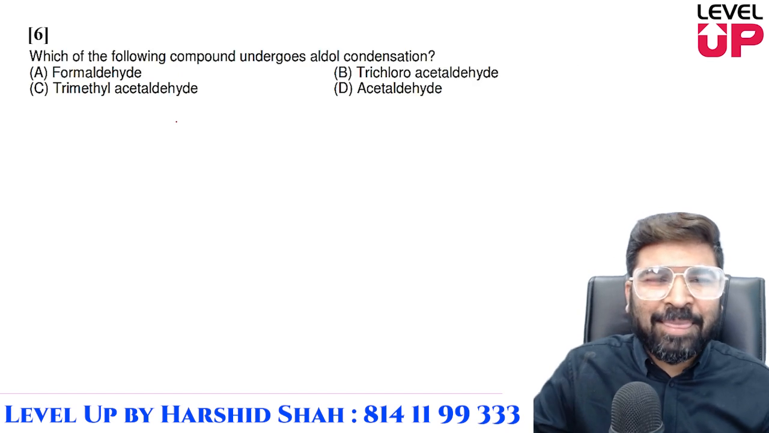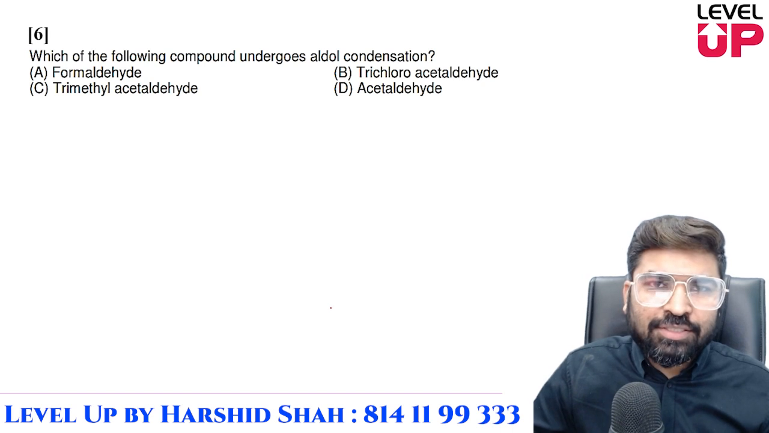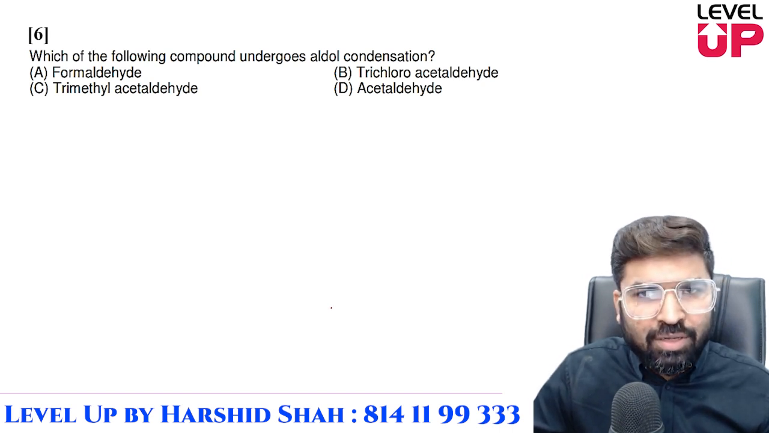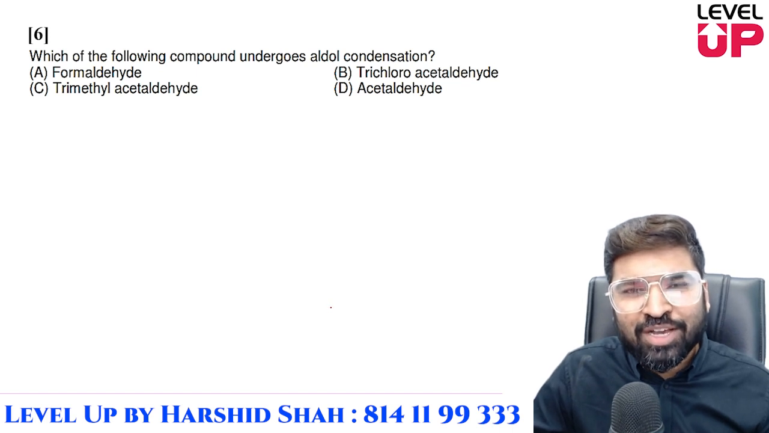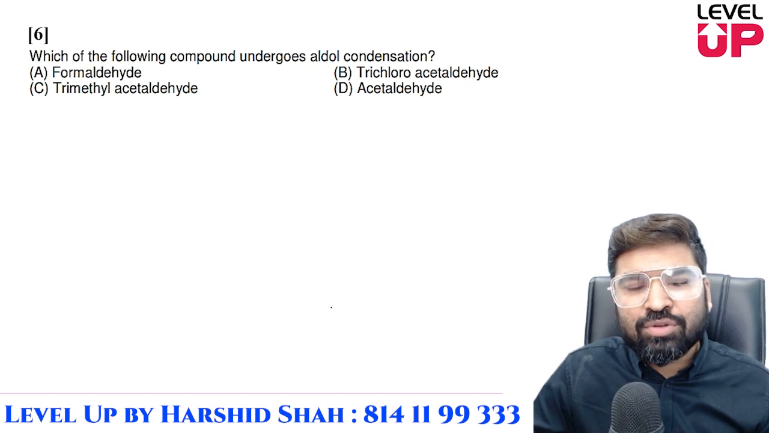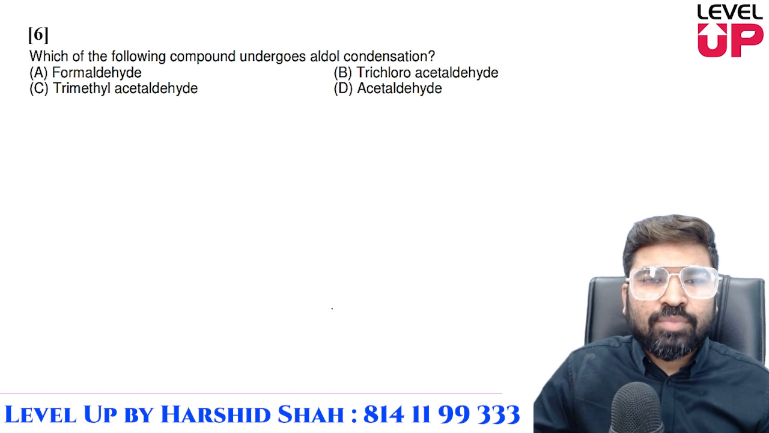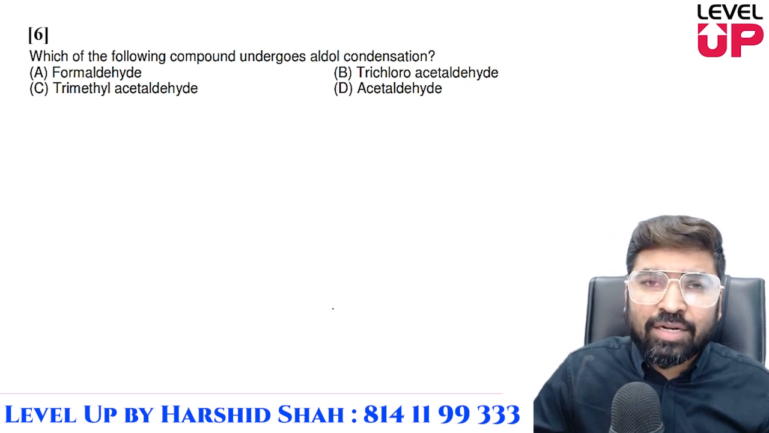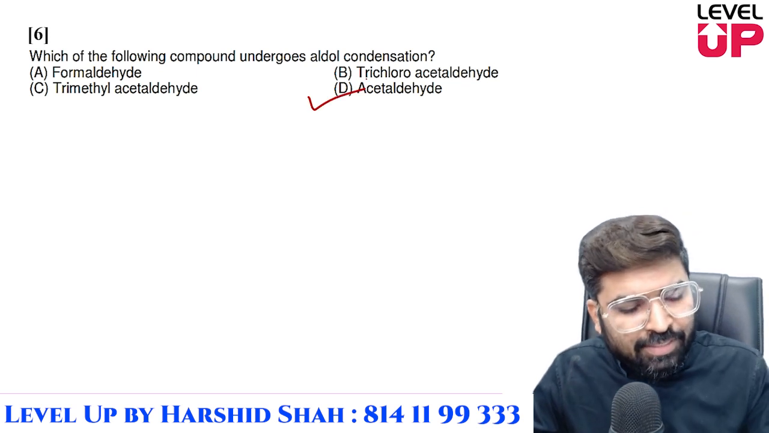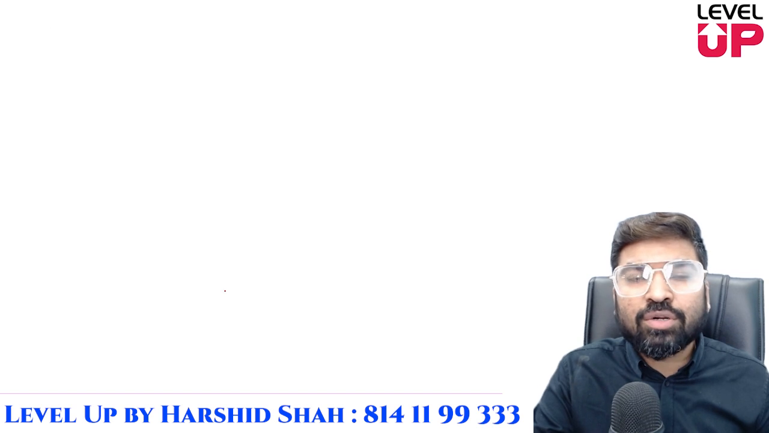Which of the following compounds undergo aldol condensation? The one which is having alpha hydrogen. Formaldehyde does not have an alpha carbon, so obviously there is no possibility of alpha hydrogen. Trichloroacetaldehyde does have the alpha carbon, but all the hydrogens are substituted by chlorine, and in trimethyl acetaldehyde the hydrogens are substituted by the methyl group. So definitely acetaldehyde is the only one which is having alpha hydrogens.